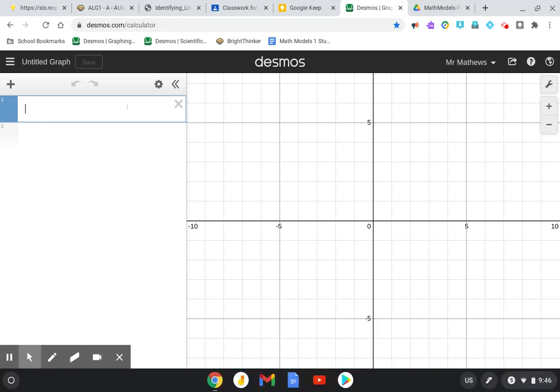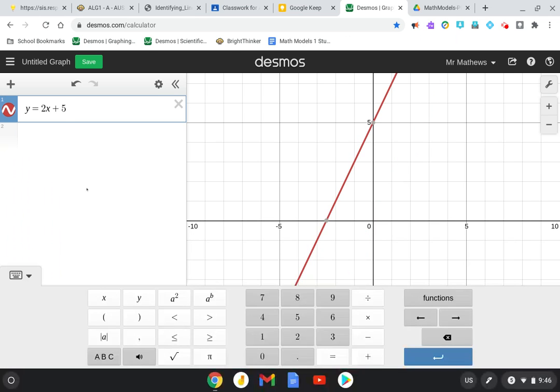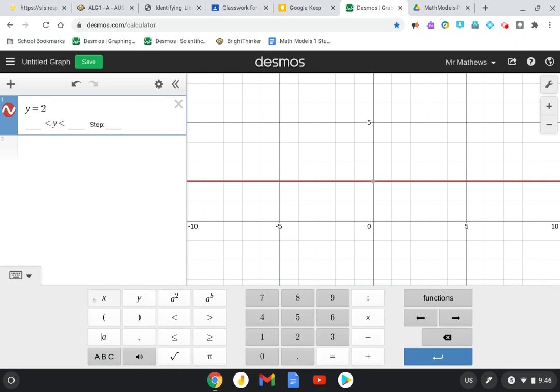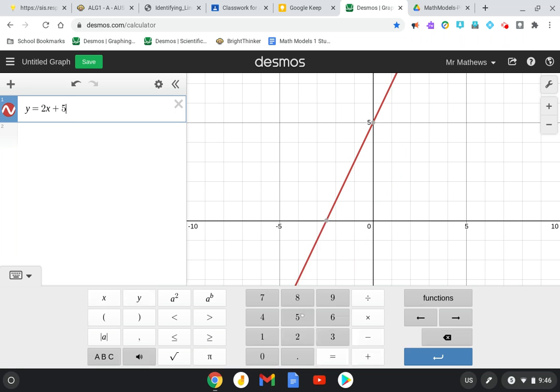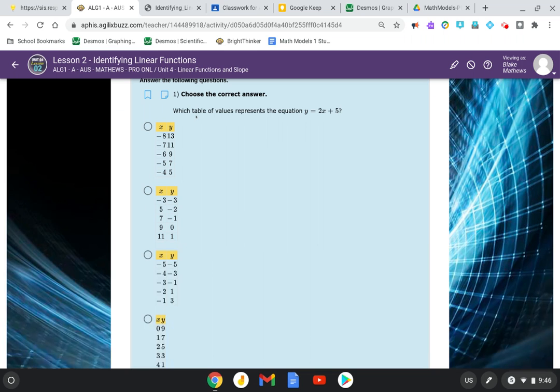So let's go in and we're going to do y equals 2x plus 5. And if you need to use the toolbar, you can bring it up like this. I'll just show you how I did that again. y equals 2x plus 5. So there's my graph. And then it asks the question, which of the table of values represents the equation 2x plus 5?